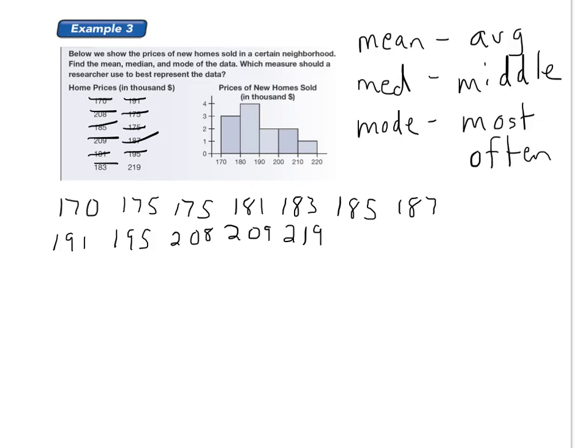Now again, I should make sure that all those numbers are written down. I have them all crossed out. Well, there's 2, 4, 6, 8, 10, 12 numbers, and here there's 2, 4, 6, 8, 10, 12 numbers. Alright, so that's a good thing.